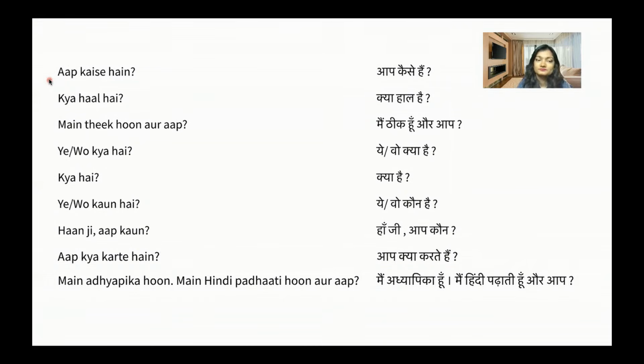Moving on. आप कैसे हैं? कैसे is the question word to mean how. How are you? आप कैसे हैं? Another way of asking about the person's health status and condition, how the person is, can be क्या हाल है? This is a very informal way of speaking. Please do not include this in a formal conversation. क्या हाल है? क्या हाल है means how are you? So हाल basically means condition. Means what's your condition? How are you?